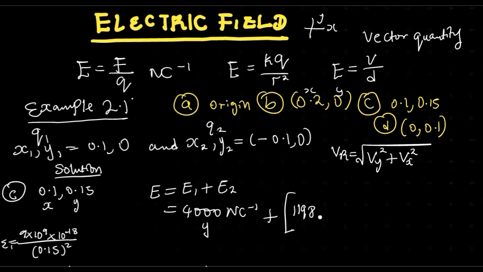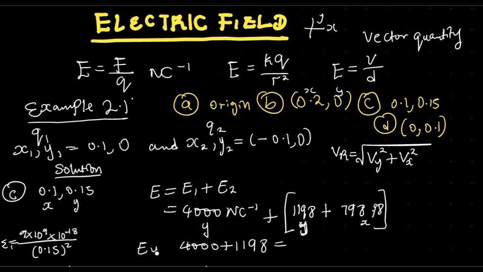1,198, as we just calculated. This is acting to where the y component, 1,198 to the y, plus 798.98 to the x component. So what we do on that vector is that we add y and y together and x together. So the y and y should be 4,000 plus 1,198. That will give you your total EY, because we are adding them vectorially.